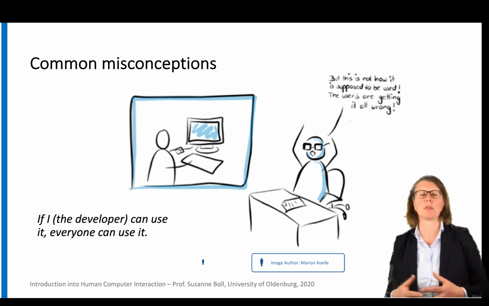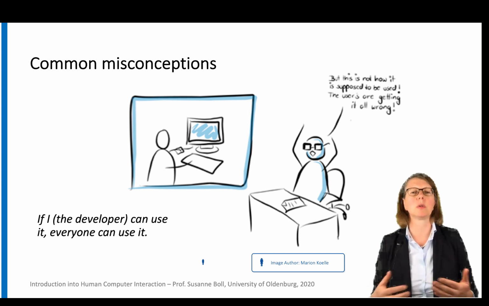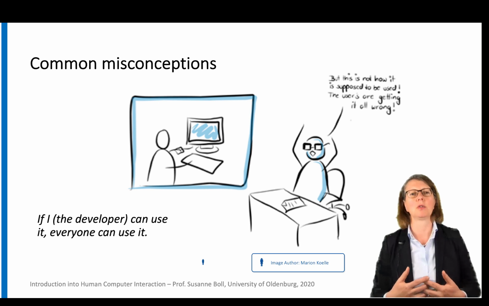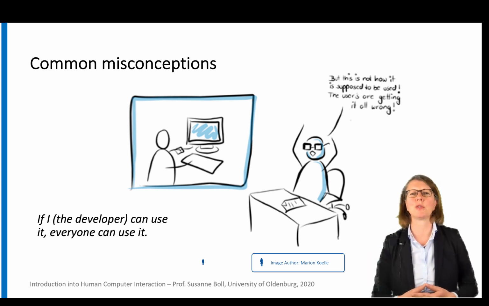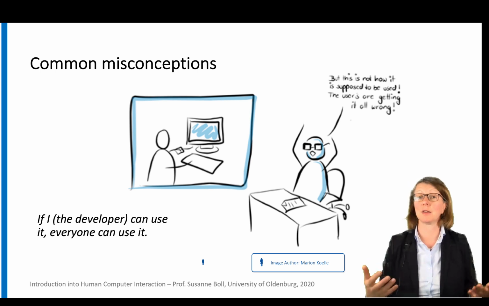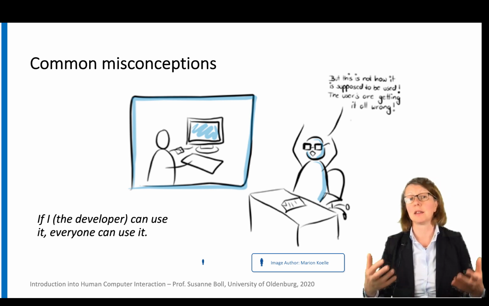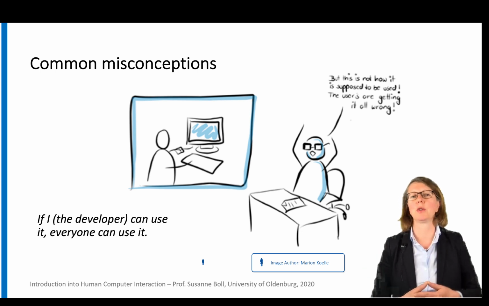There are 2 common misconceptions you hear a lot and still hear today when we talk about new systems and interactive devices. The first: if the developer can use it, everybody can use it. But that's not true. The diagram here shows the experimenter on one side saying, well, this is not how it's supposed to be used. The users are getting it all wrong. Well, this is not true. If the user is getting it the way he or she does get it, that's how she used it. And there's no way you could say, no, you're just doing this wrong.